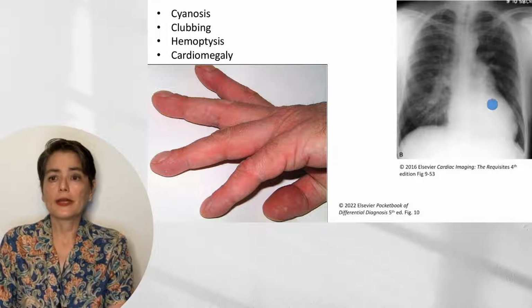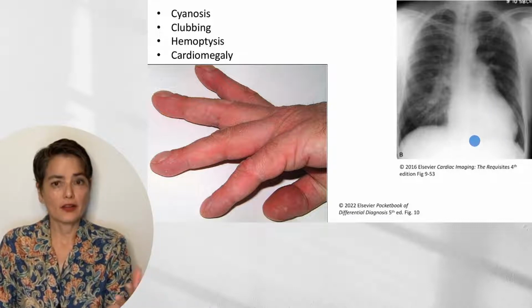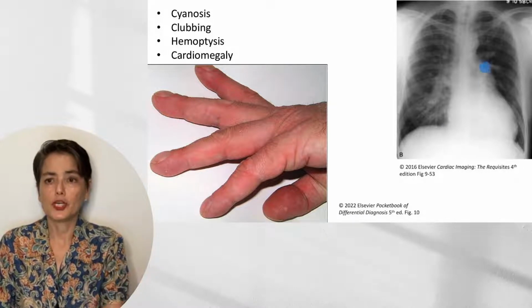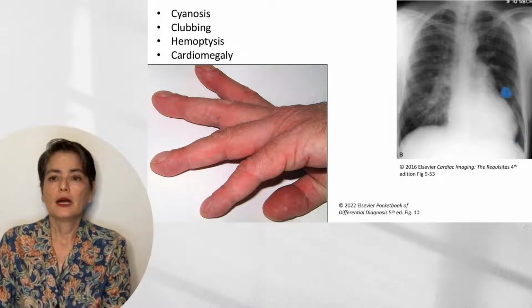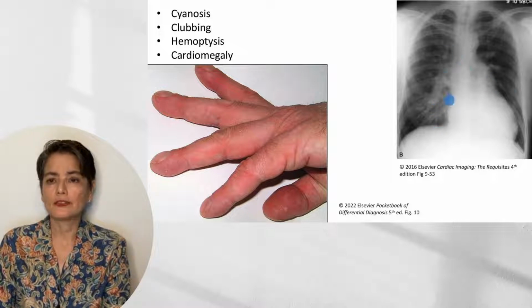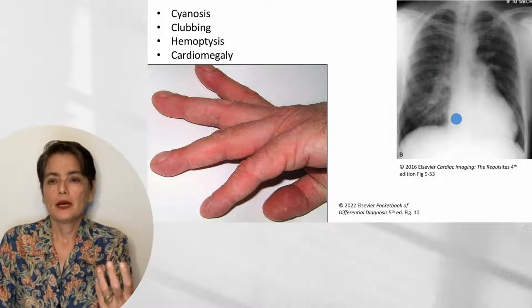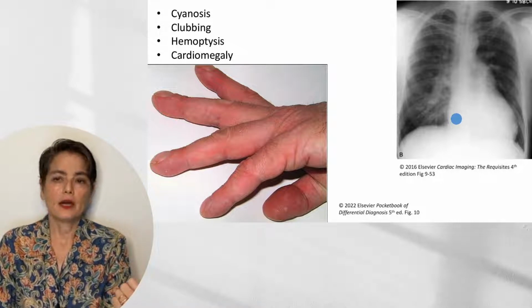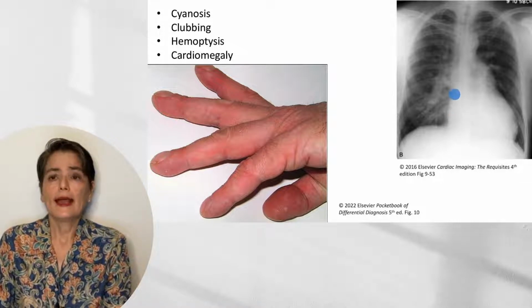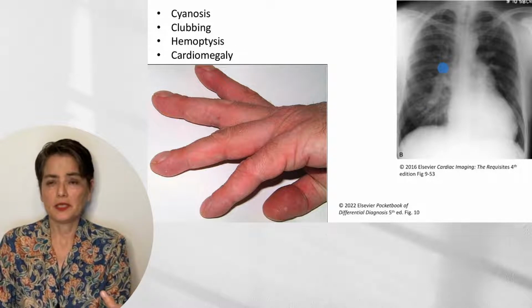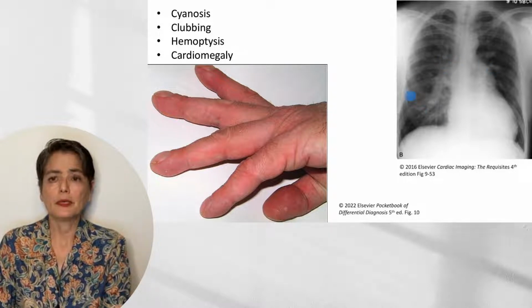Cardiomegaly is going to occur because the right side of the heart is going to have to hypertrophy to push against that increased pressure. We also will get development of collateral vessels and an increase in the diameter of the bronchial arteries. With this can come hemoptysis, so patients may begin coughing blood.